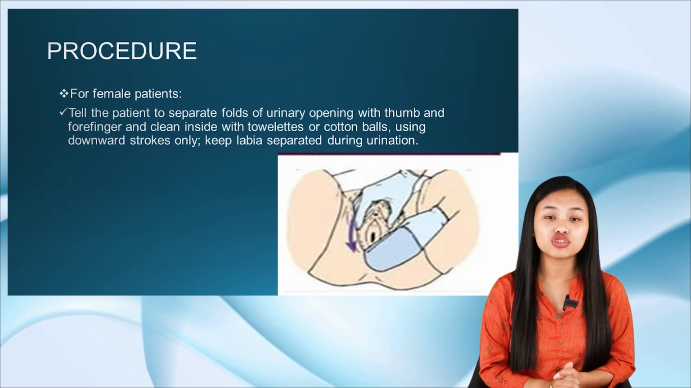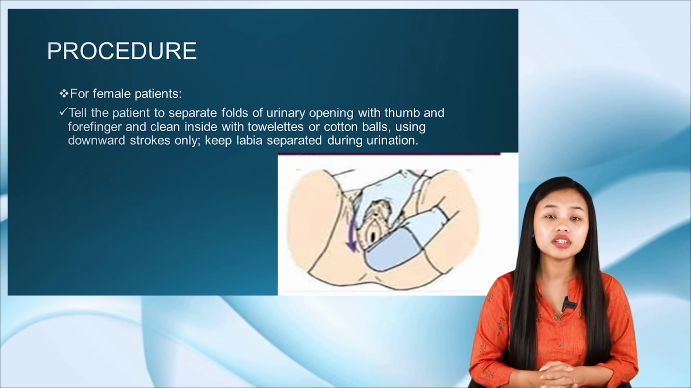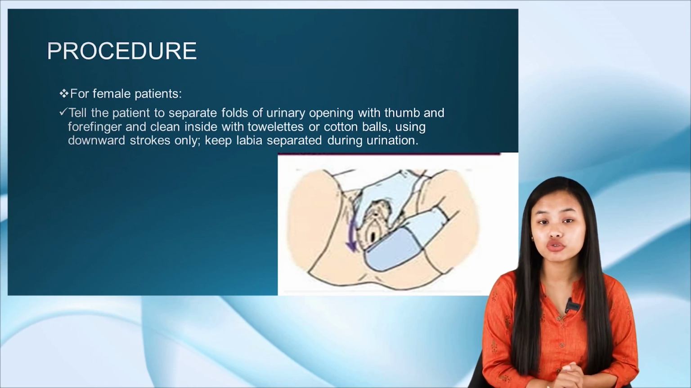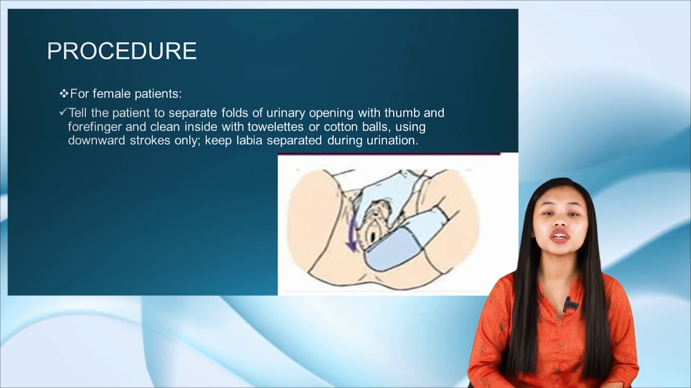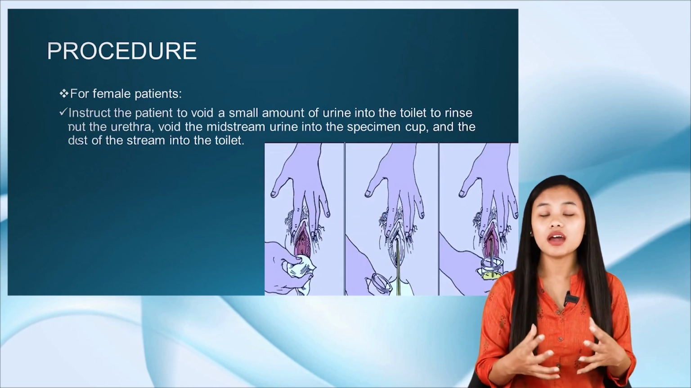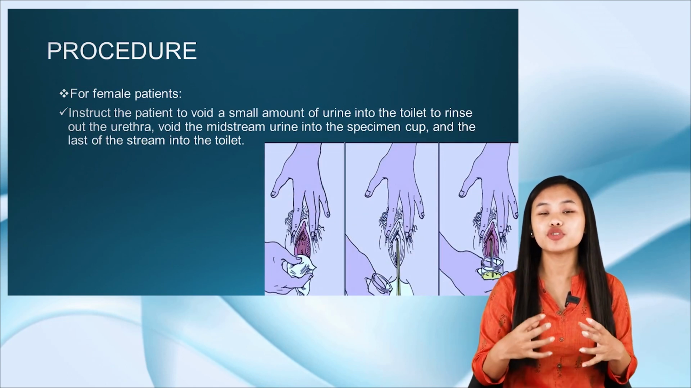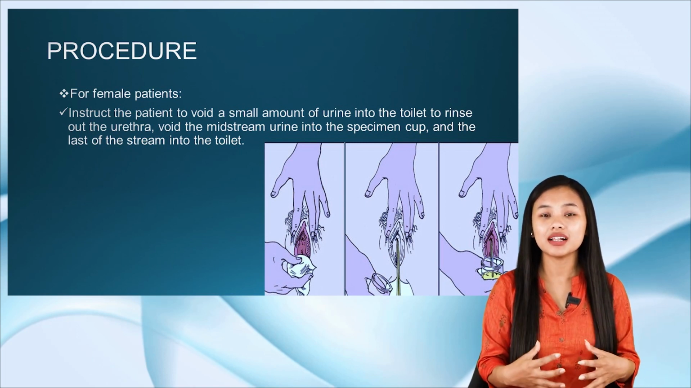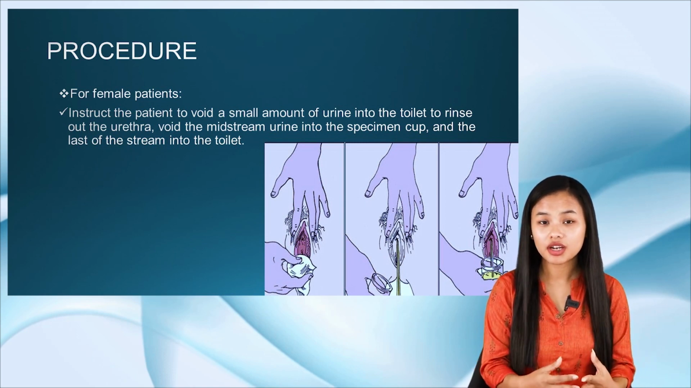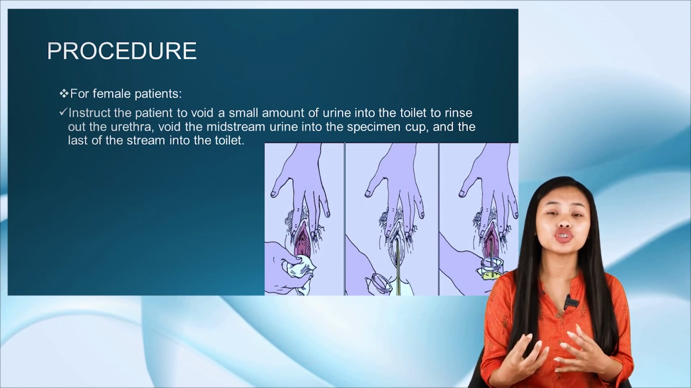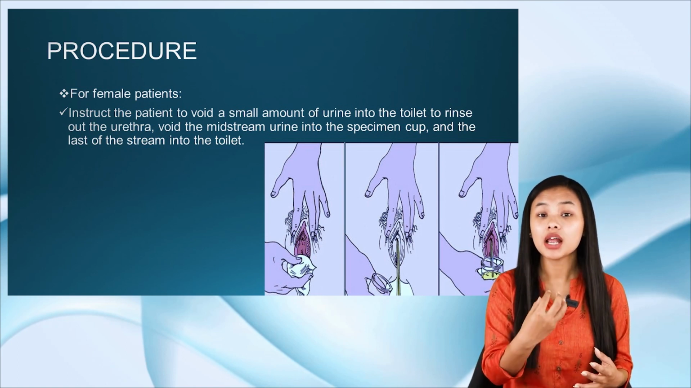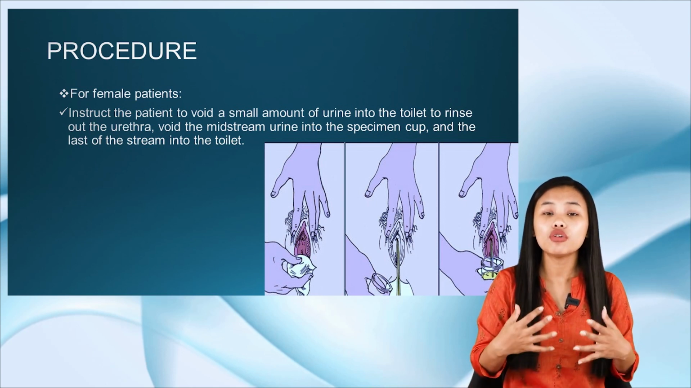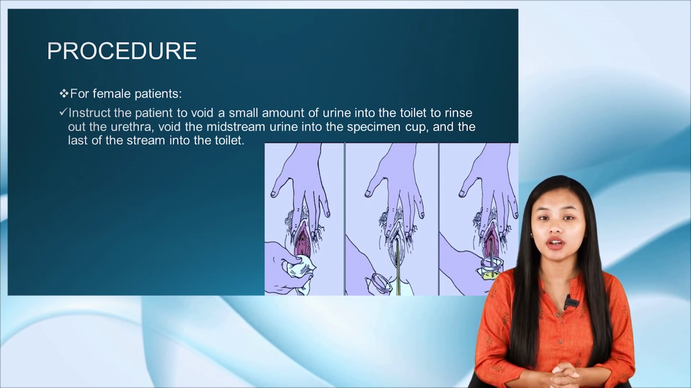And you must also instruct them that while they are doing this, they must use the downward strokes only, and they must also keep their labia separated during urination. And once this is done, then you must tell them to collect the midstream urine. As I've told you, you must tell them to first void the urine in the toilet, then they must collect a portion of the specimen in the sterile container which we'll be providing for them, and then again they can pass the remaining urine in the toilet itself.